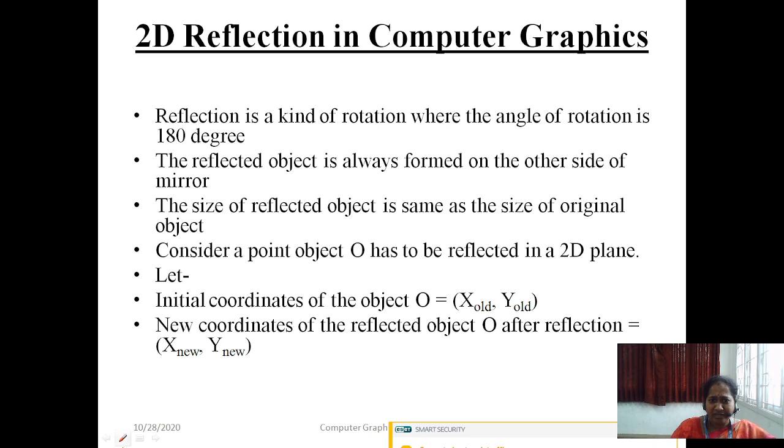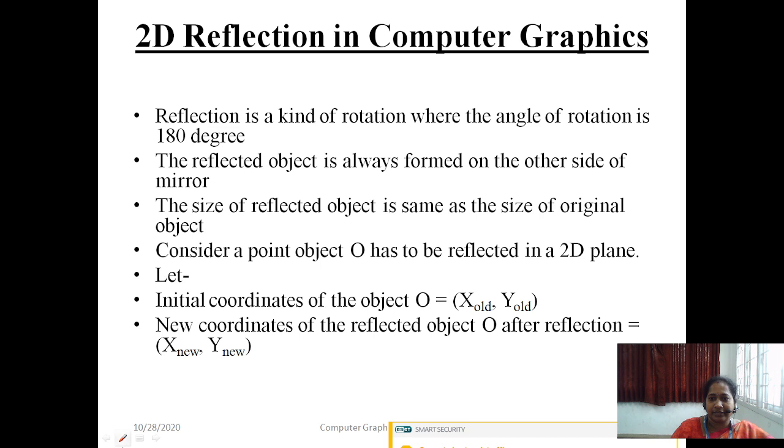Okay, 2D. Here next we are moving to 2D reflection. A reflection means a mirror image. So the reflection is a kind of rotation where the angle of the rotation is 180 degrees. The reflected object is always formed on the other side of the mirror. But in this reflection technique, the object size will not be increased or reduced. The original object will be reflected. So the size of the reflected object is the same as the size of the original object.